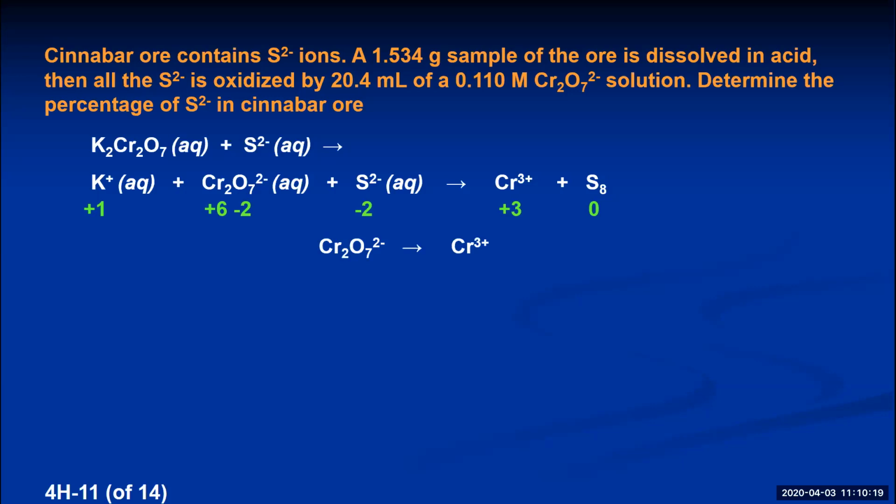To balance the equation, we're going to write the two half reactions, dichromate turning into chromium 3 and sulfide turning into sulfur. Let's balance them. First, balance the non-oxygens and hydrogens.